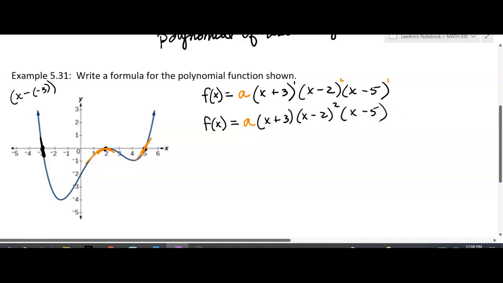Now, how do we figure out what a is? Well, the easiest way is to find the y-intercept. So find the y-intercept right there. And hopefully your graph will show the y-intercept. If it doesn't, you could pick another point that you know, but it shows us the y-intercept. So what it's saying is f of 0, right? Because that point is 0, -2. So f of 0 is equal to a, and then we're going to put in 0 for x. We've done this before.